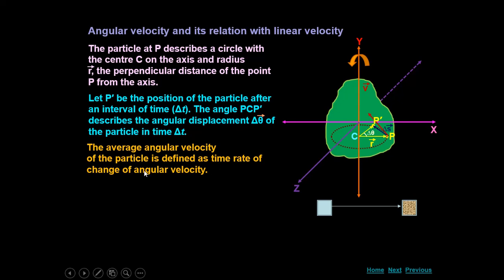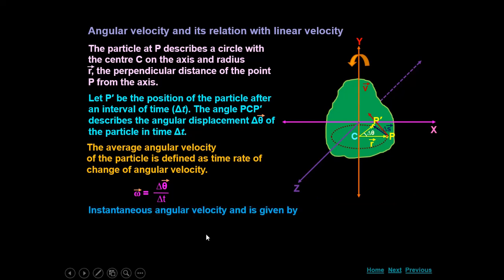Time rate of change of angular displacement. Symbolically it is represented by the letter omega. Omega equals delta theta upon delta t. So instantaneous angular velocity is nothing but the average angular velocity with the time interval approaching 0.